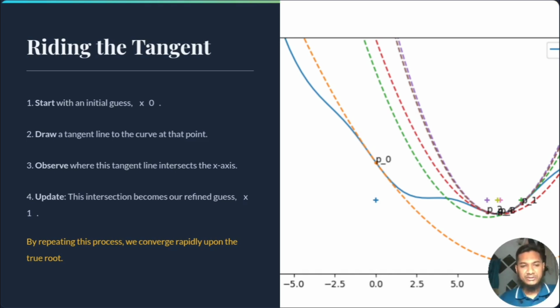So, riding the tangent, this is the core intuition of Newton-Raphson. Instead of guessing a range, we start with a single point x naught, and we calculate the derivative at the point and draw the tangent line. So the logic is simple. The tangent line is a good local approximation of the curve. Therefore, the root of the tangent line should be a good approximation of the root of the curve. So where the line hits zero becomes our new starting point. We are effectively surfing the derivative down to the solution.